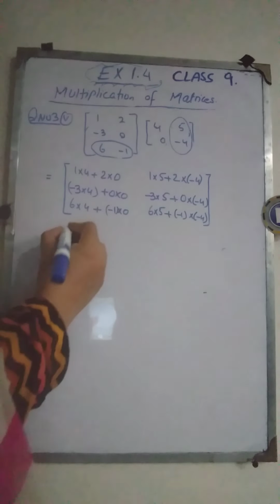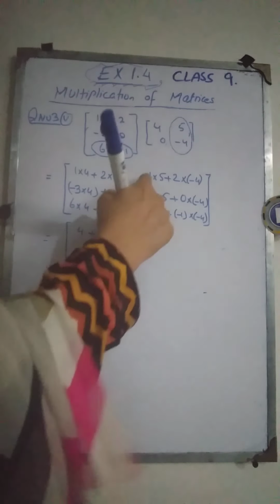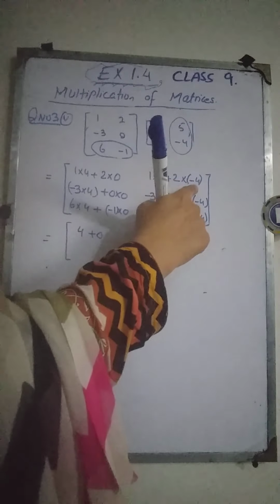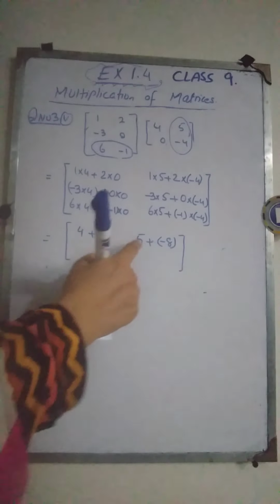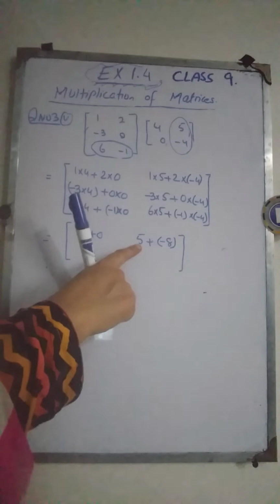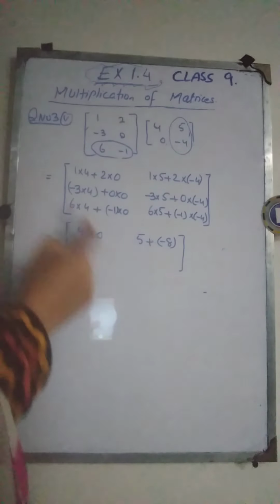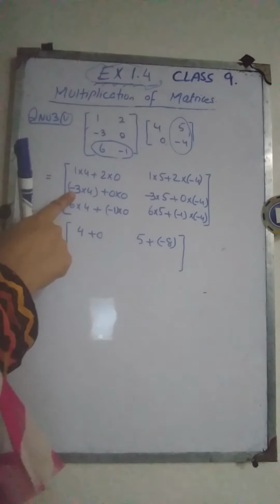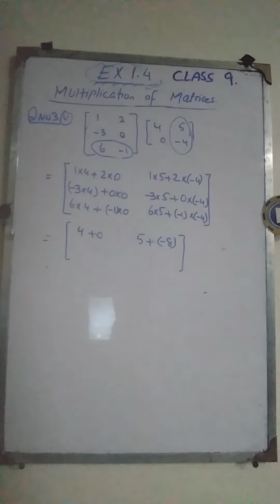So here, 1 into 4 is 4 plus 0, 5, this will be plus 2 into negative 8, and this will be 5 minus 8. We will do it in the next step. Negative 3 into 4: whenever a positive number is multiplied with a negative number, the answer is always a negative number. So negative 3 into 4 will be negative 12.